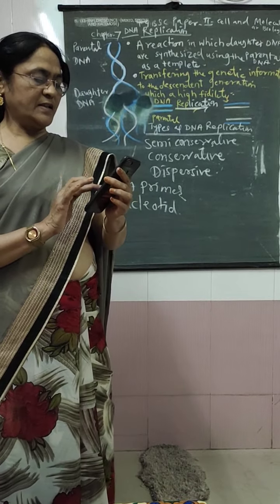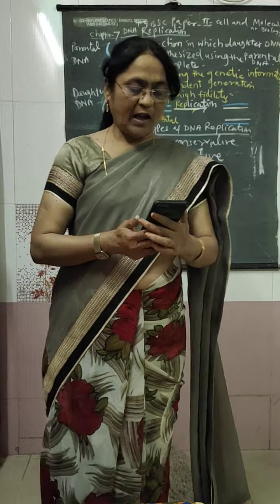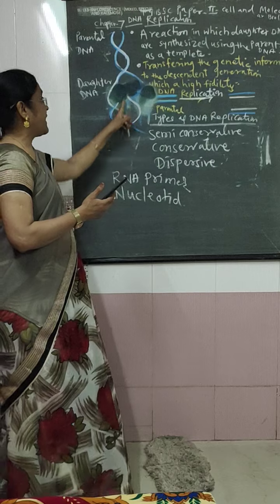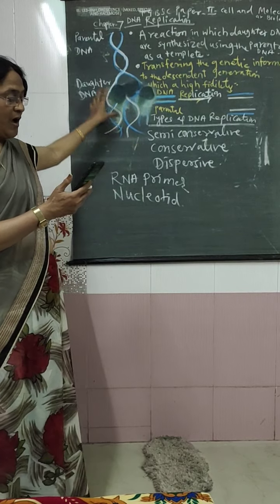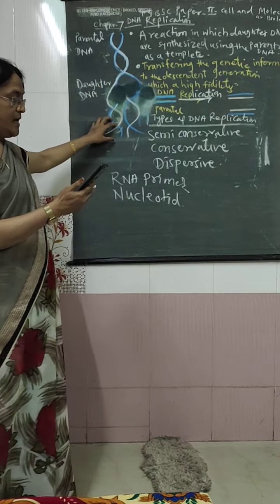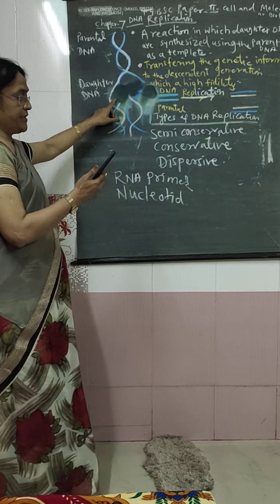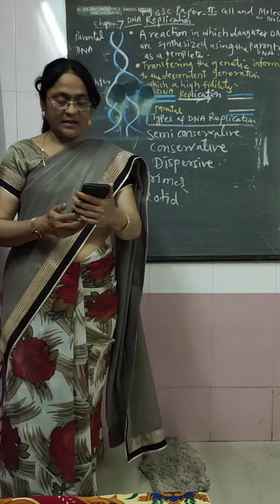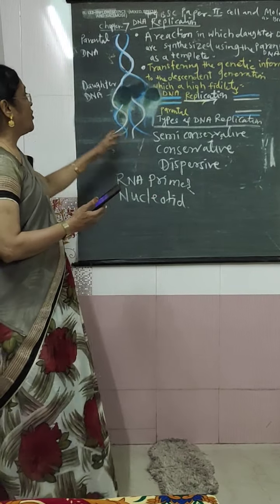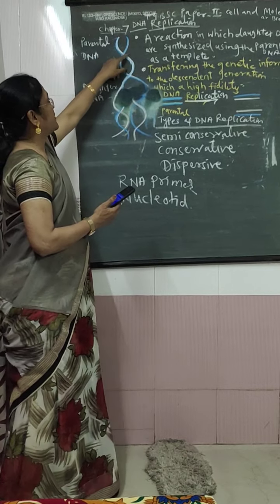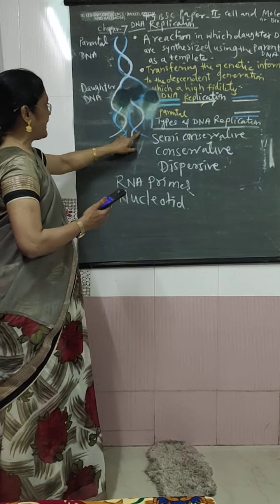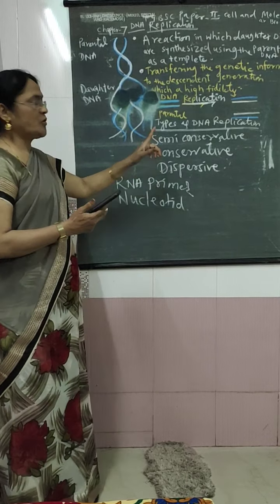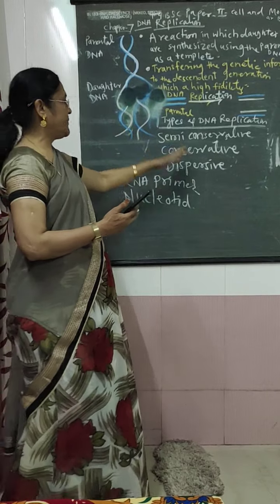The first type is called semi-conservative. Half of the parental DNA molecule is conserved in each new double helix, paired with a newly synthesized complementary strand. This is called semi-conservative. See, this one will be parental, another one will be new. This is called half conservative, semi-conservative.